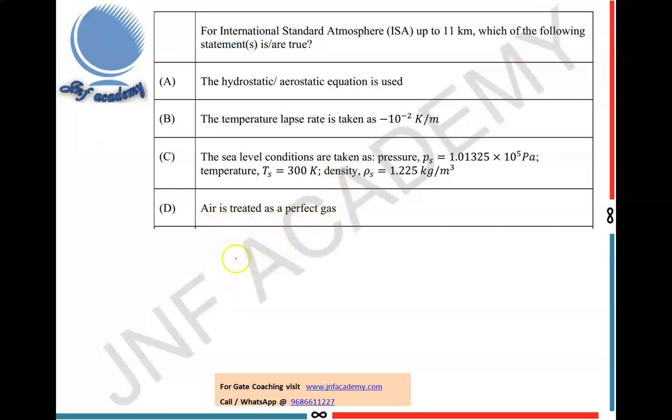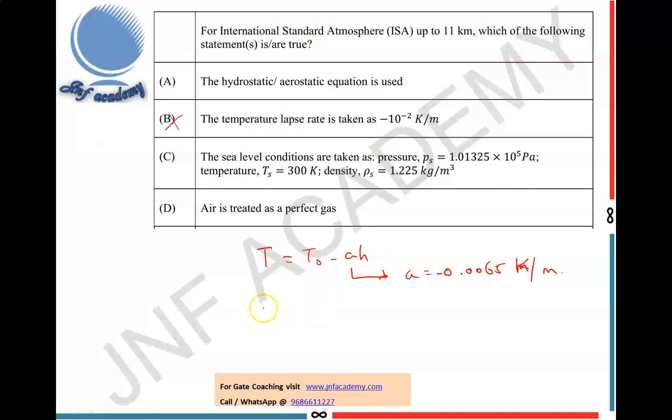First of all, only the temperature equation: T is equal to T naught minus AH, where A is the lapse rate. And the lapse rate, we all know, is 0.0065 Kelvin per meter. This is very straightforward. The lapse rate is 0.0065, so option B is wrong. Option B is very clearly wrong. Here they have given a different lapse rate, and it will be negative as well.